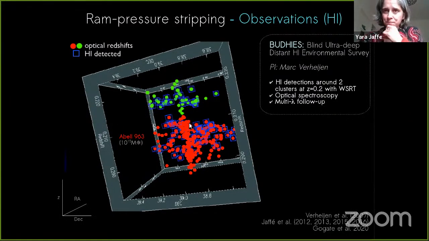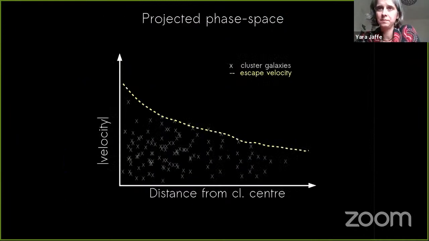And as you can see, all the cluster members are the red dots, and the HI detections, which are the blue boxes here, are grouped in the outskirts of the cluster. So confirming what we saw in the local universe, that gas-rich galaxies are outside the cluster, and as you go inside towards the dense intracluster medium, you stop having gas in the galaxies because this has been stripped. But what we wanted to do was to date this effect. So how efficient is ram pressure and how long does it take to remove gas from galaxies?